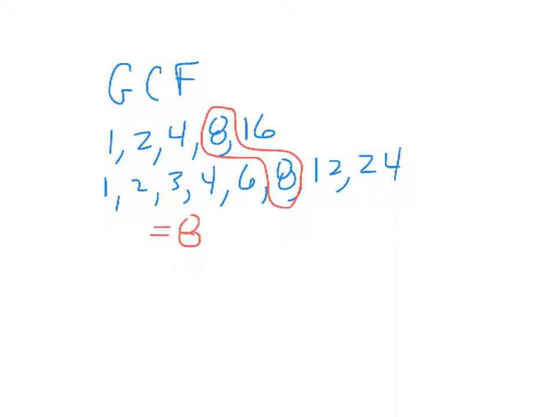Notice that 16 and 24 have other factors other than just 8. They also have 4 as factors, they also have 2 as factors, and they also have 1 as factors. But the greatest common factor is 8.